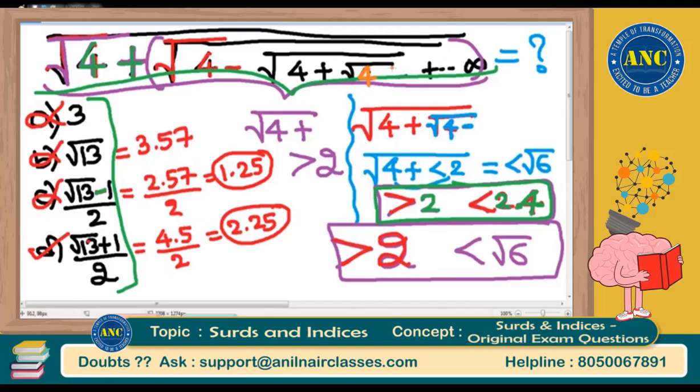Biswajit, I will explain again for you. This is root of 4. Root 4 is 2. 2 plus something means answer should be greater than 2. Similarly, root 4 plus root 4 minus something. If I take this inner root 4, root 4 is 2, and 2 minus something is less than 2. So 4 plus this entire thing is less than 6. Answer is less than root 6. Root 6 is 2.4. Answer lies between 2 and 2.4.